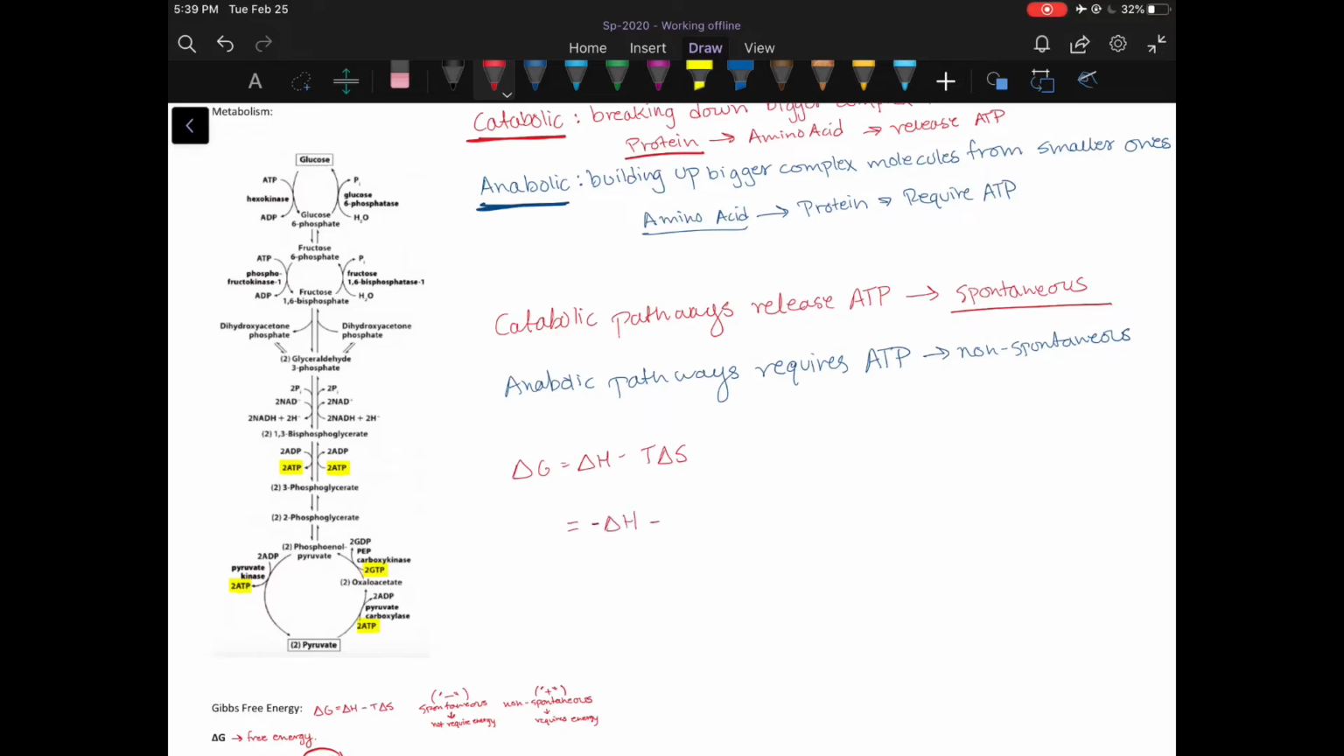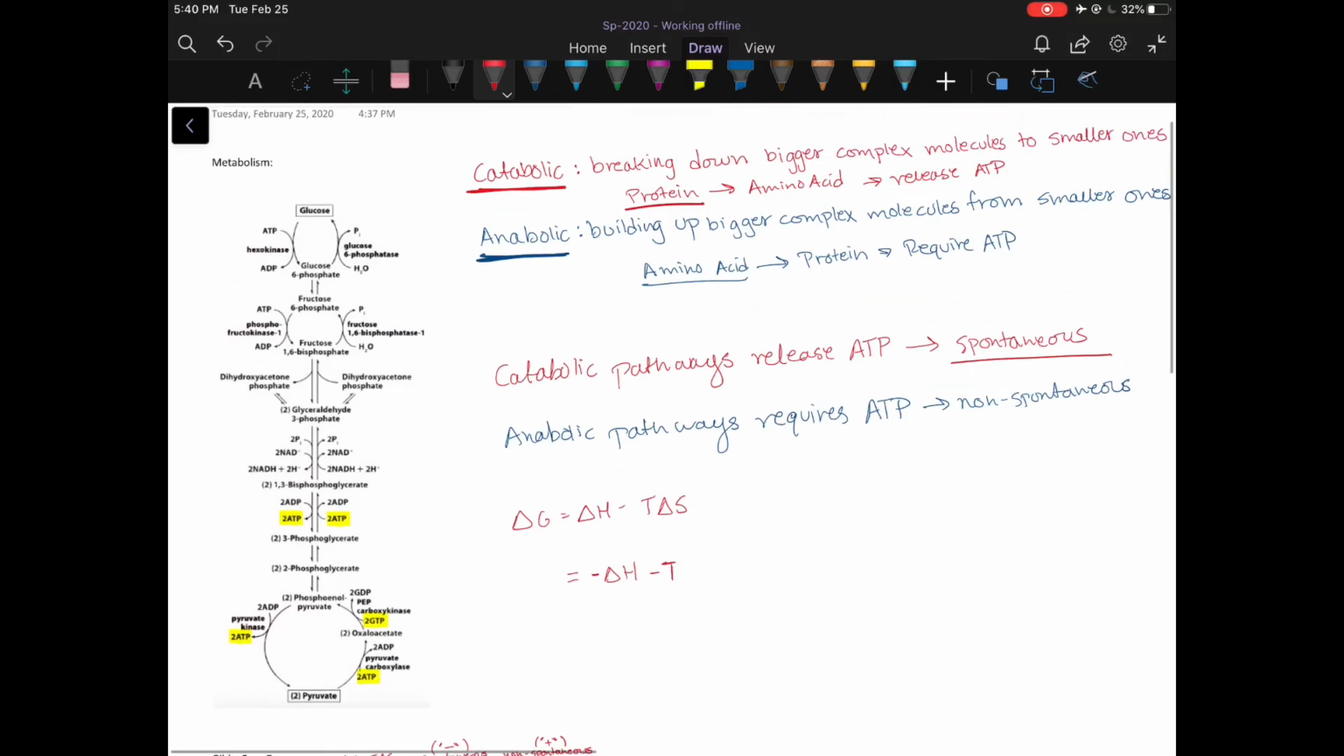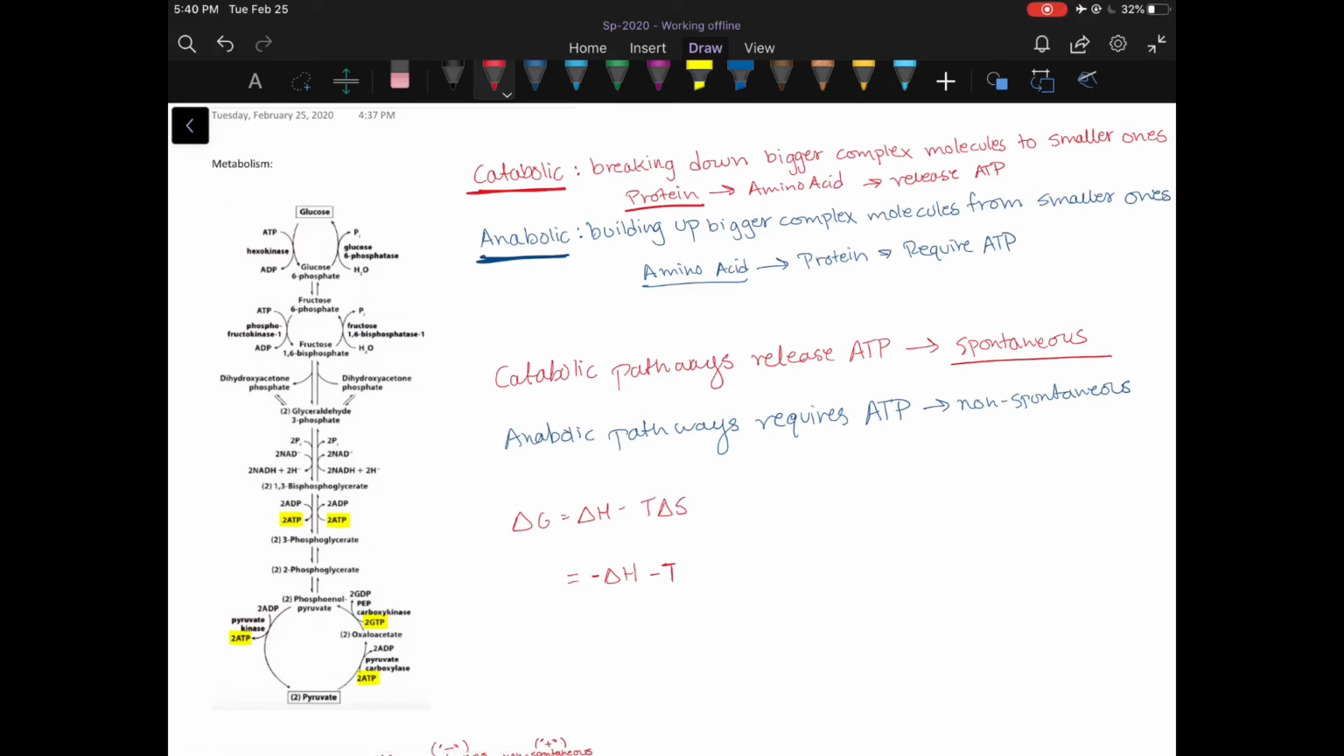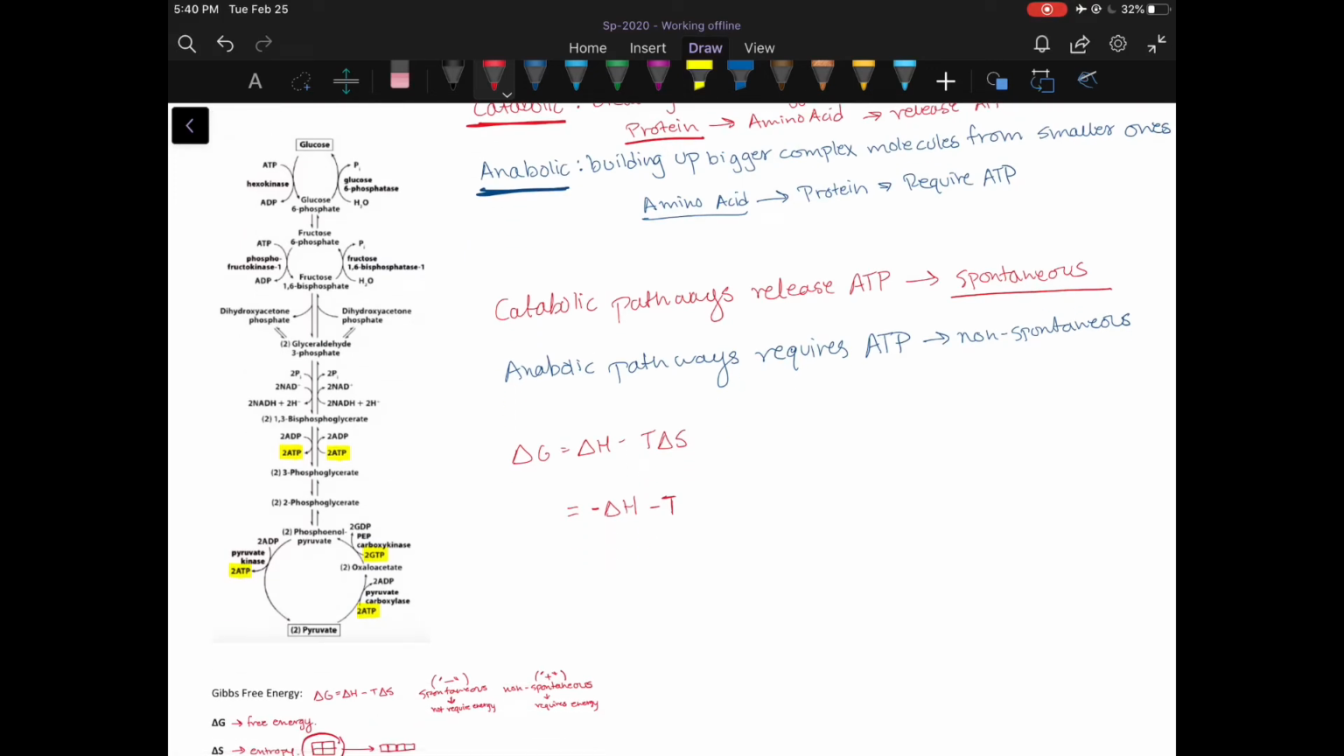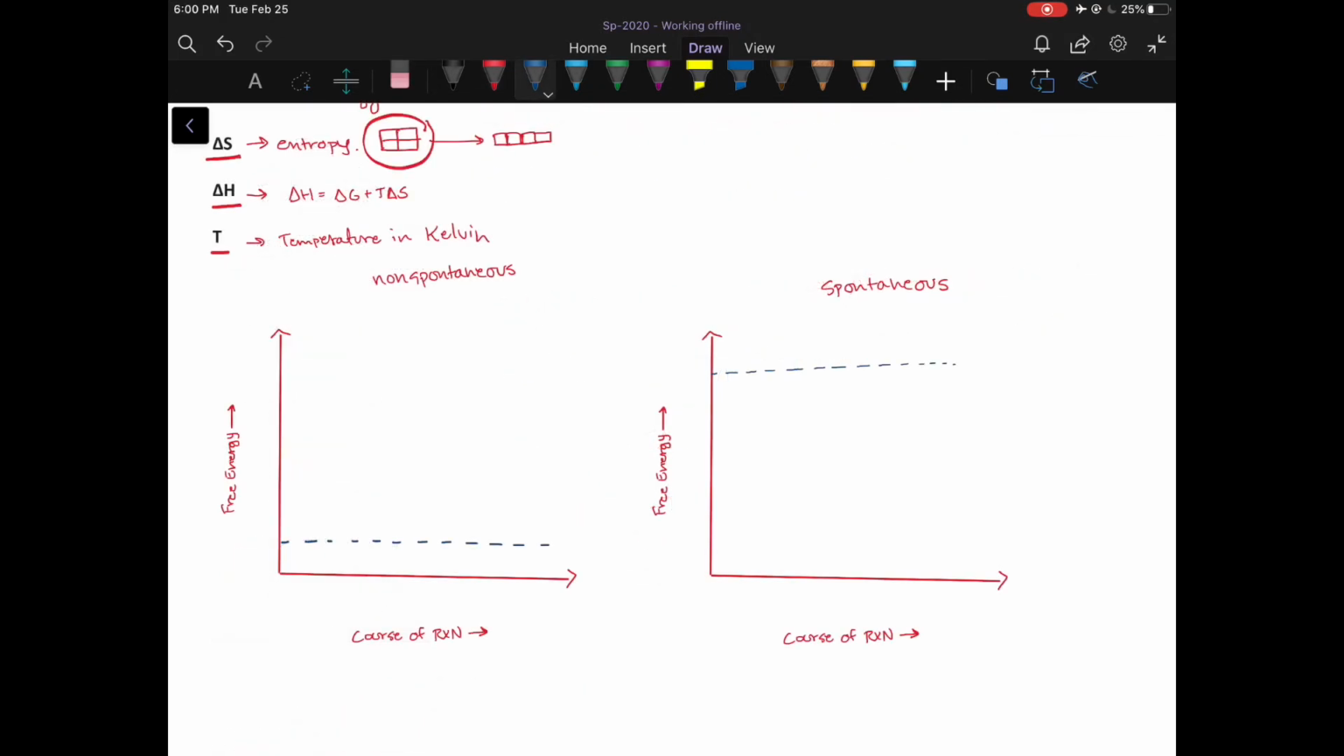And then temperature is just T. And then for delta S, which is entropy, if we're breaking down something from bigger to smaller molecules, we are creating more disorder in the system. So our delta S value would be positive. So it would just stay delta S. And then since we have two negatives here, this is going to give us an overall negative delta G value, meaning that catabolic pathway is spontaneous.